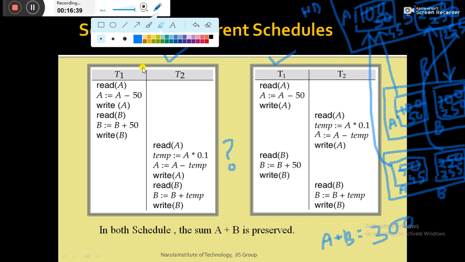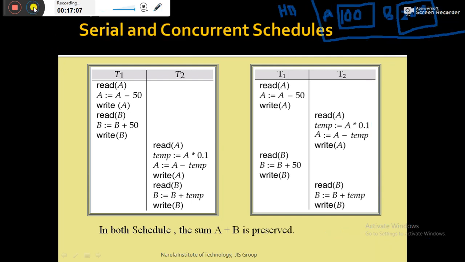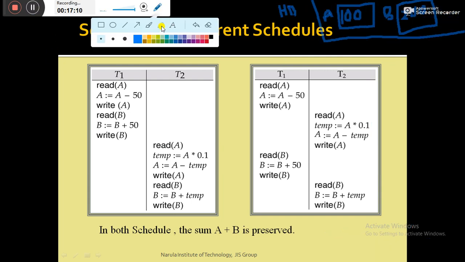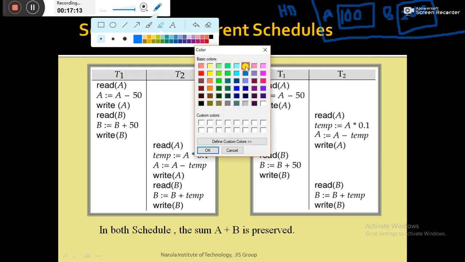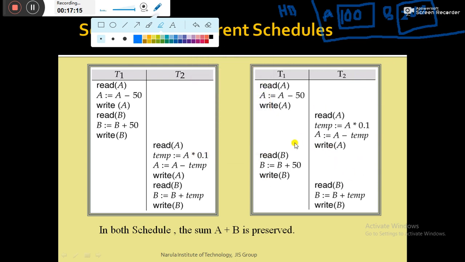After successful execution of T1 and then T2, the value of A plus B is also 300. So that means the database was in a consistent state after successful execution of T1 and T2 serially. So if that schedule is there and the CPU executes the transactions according to that schedule, the database system will be in a consistent state. Now let's check whether the concurrent schedule shown here will also produce a consistent database or not.